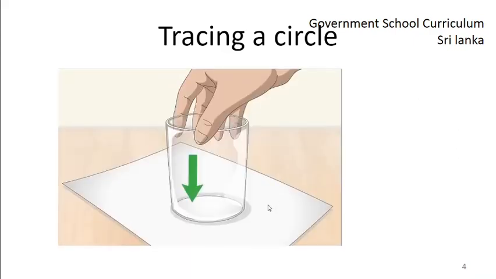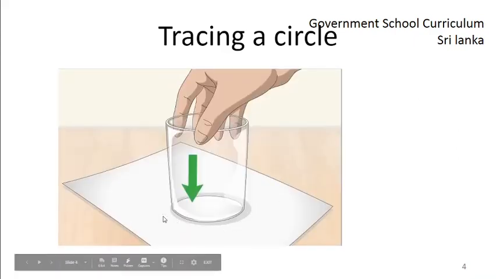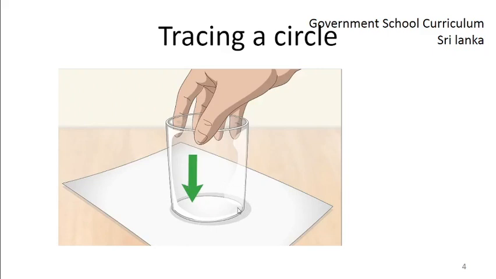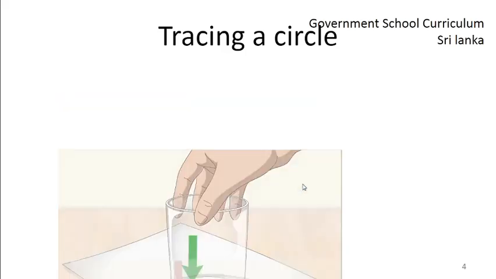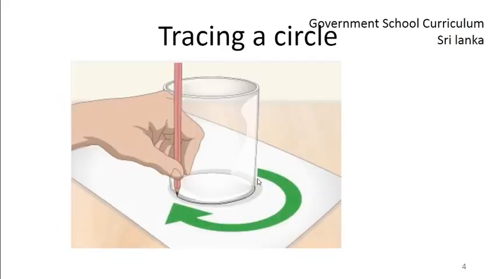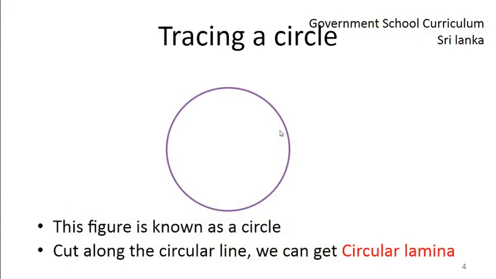What you have to do is put the circular side of the object onto the paper and trace a circle around the glass. Here I am tracing around the glass, and then we will be able to get a circle. So this is the circle.